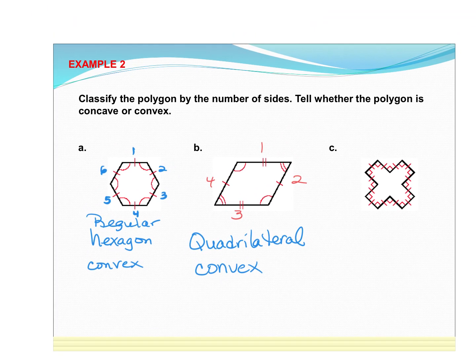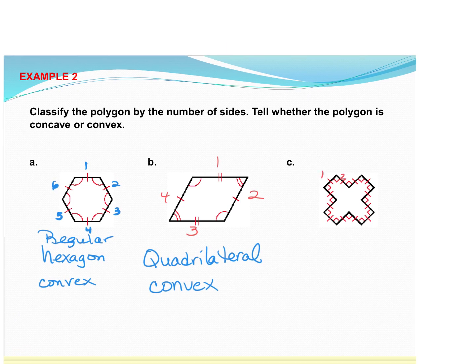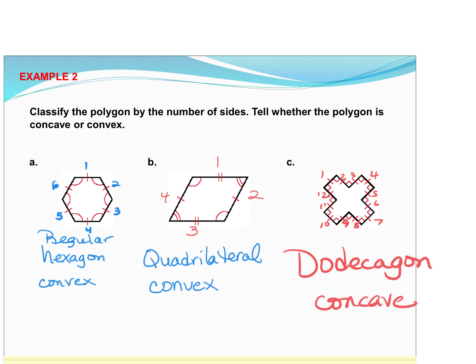And then the last figure, let's go ahead and count how many sides we got here. So I got 1, 2, 3, 4, 5, 6, 7, 8, 9, 10, 11, 12 sides. What's the 12-sided figure? Good, dodecagon. And is this concave or convex? Concave. So if you were to trace over the side, you could see that it starts to go into the interior of that shape, or think of these vertices here as caving in.